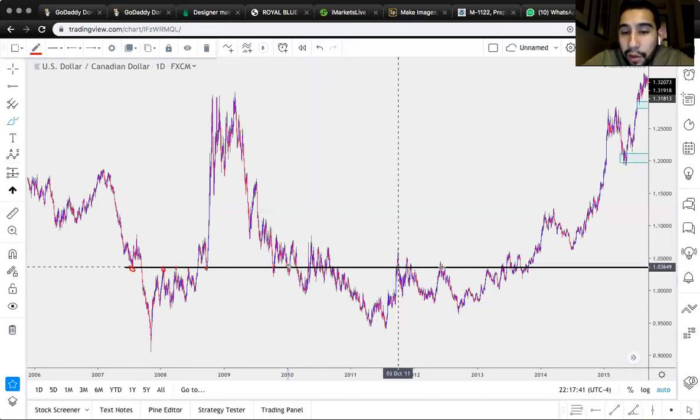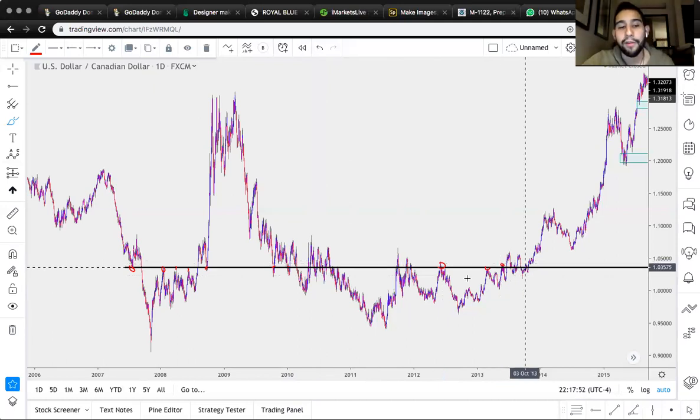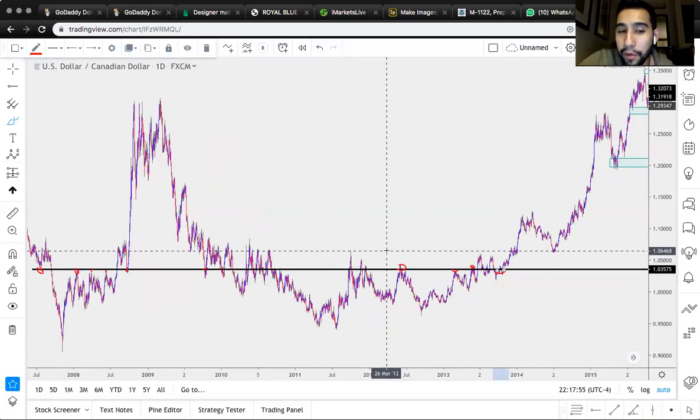You see how every time it touches this line, it's like it's trying to change direction. It comes right here, it tries to change direction, right? You see it, right? Perfect. And this is the daily chart, so remember, that's taking a lot.